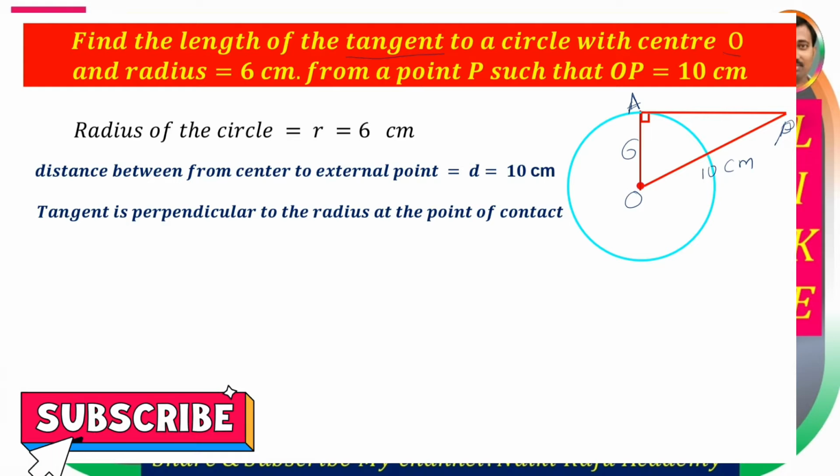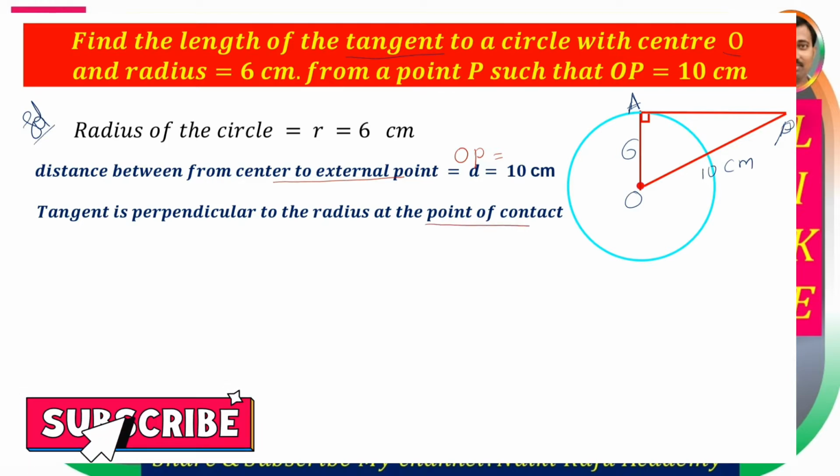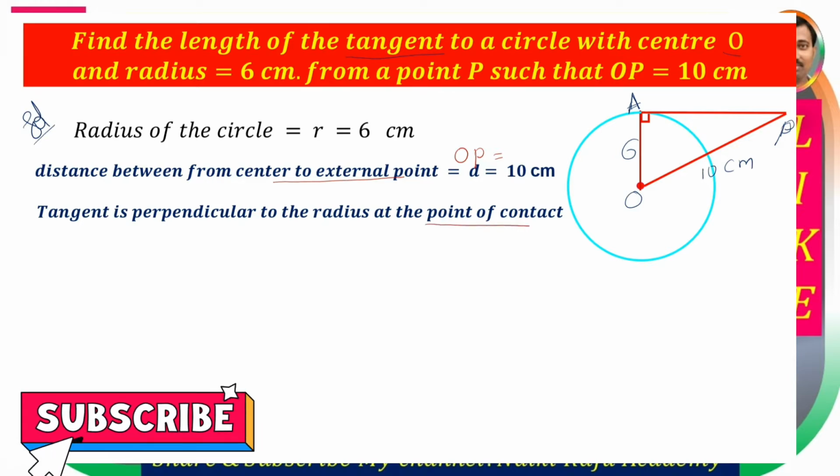First of all, write the given data. The radius of the circle r is equal to 6 centimeters. The distance from the center to the external point P, OP, is given as 10 centimeters. We know that the tangent is perpendicular to the radius at the point of contact. Here OA is the radius and AP is the tangent. These two are perpendicular at the common point of contact A.